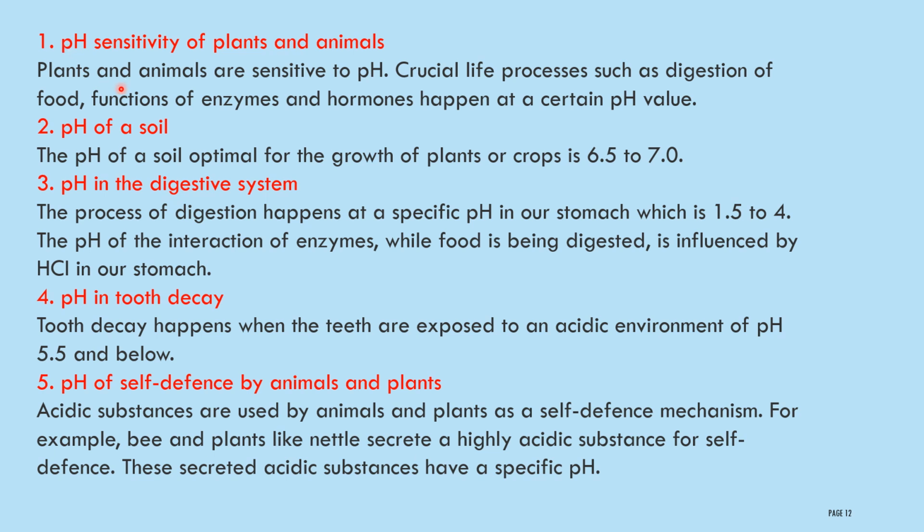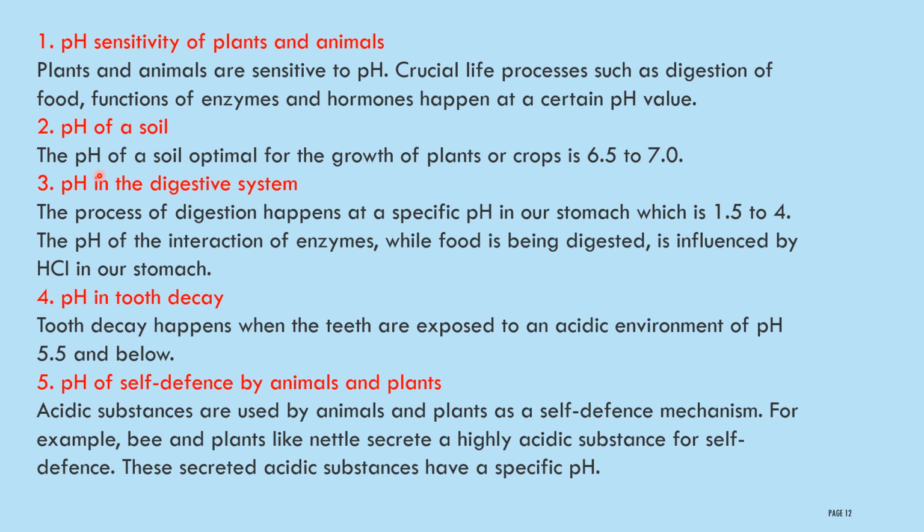Plants and animals are sensitive to pH. Crucial life processes such as digestion of food also involve pH, as do the functions of enzymes and hormones. Normally in the human body, especially in girls, there is a variation of hormones. This variation of hormones is controlled by pH.